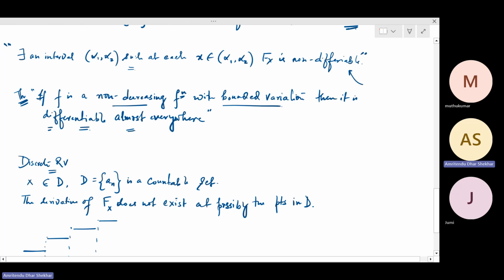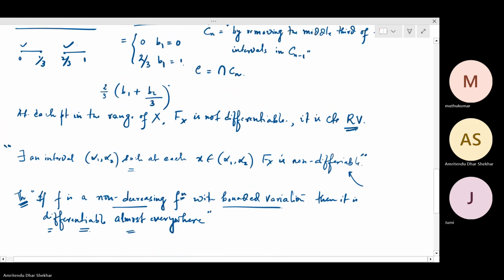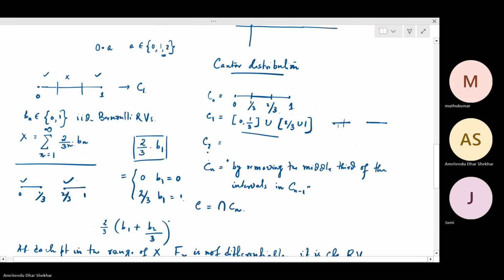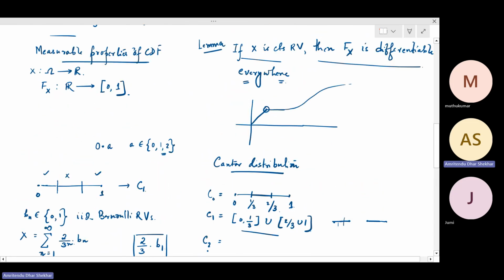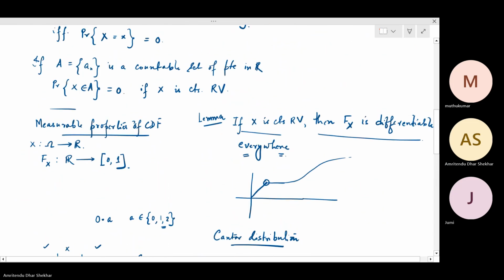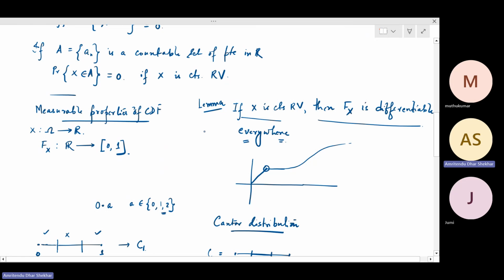But it should be clear to you that for every random variable, the CDF is going to be differentiable almost everywhere. So what you were asking is true, and the discrete random variable is not a counterexample. It is not a counterexample. Oh, okay. So this is not true, of course.